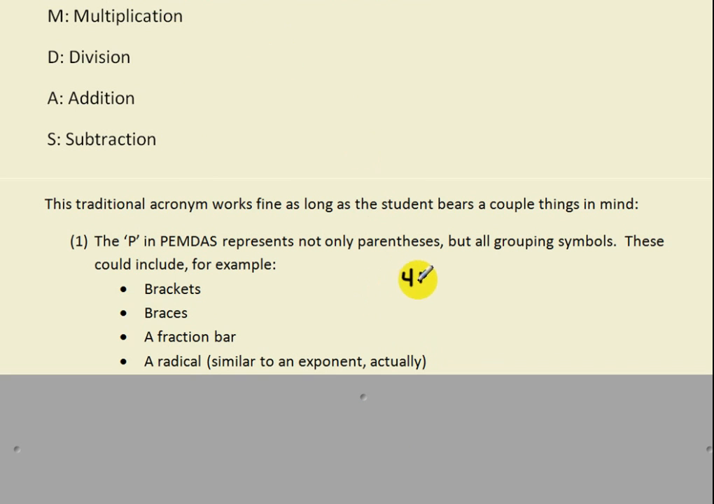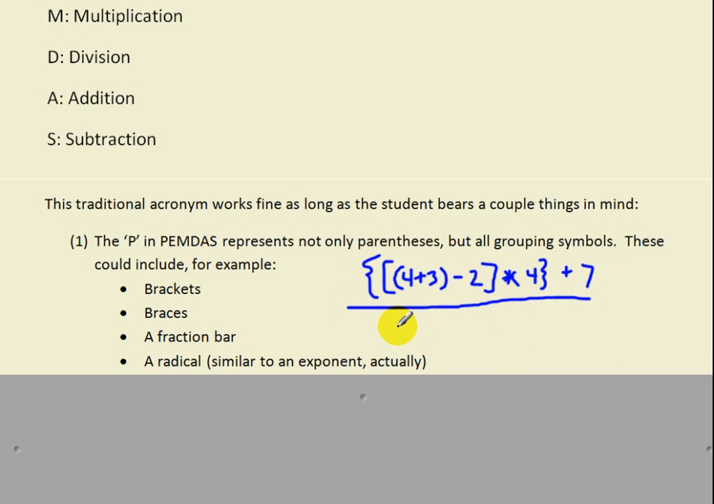We could have 4 plus 3 inside of parentheses, and then subtract 2, and then put that inside of brackets, and then multiply that by, let's say 4, and then put that inside of braces, and then add 7, and then divide by, how about something like the square root of 2 plus 7 minus 1. So here we have all sorts of different groupings.